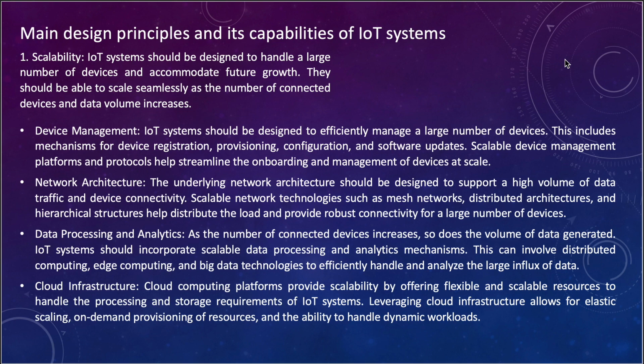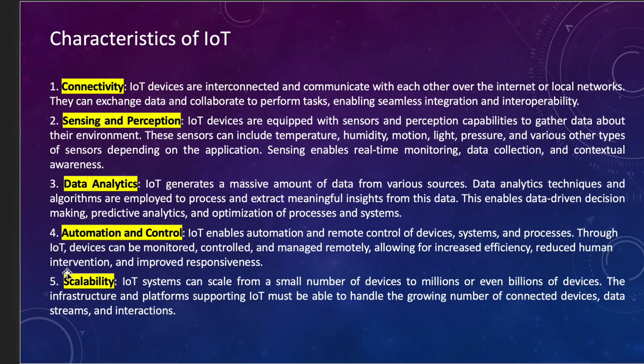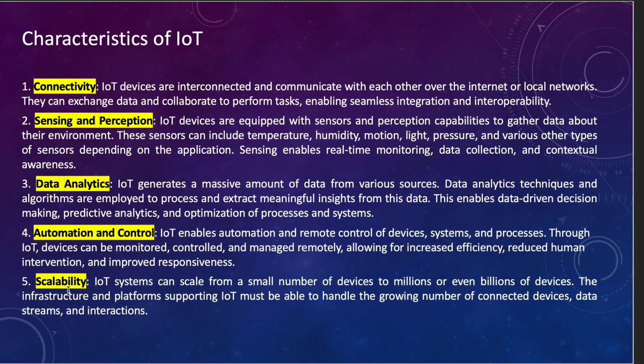Then now we can move to the next topic: main design principles and its capabilities of IoT systems. The first point of design principles or capabilities of IoT systems is scalability. If you remember the characteristics of IoT systems, when we talked about them, scalability is one of the main characteristics that it has, right? So it is an important feature.